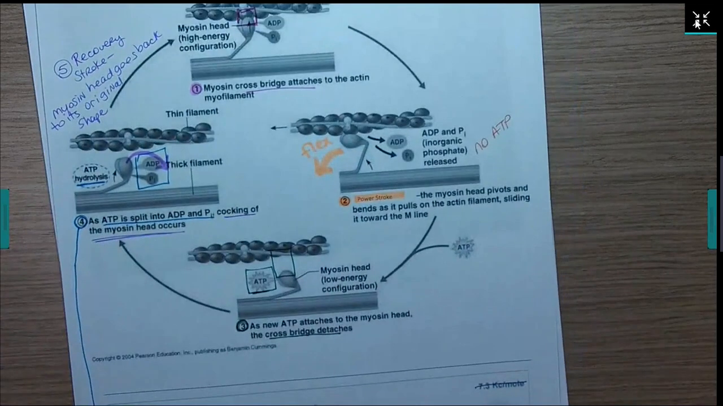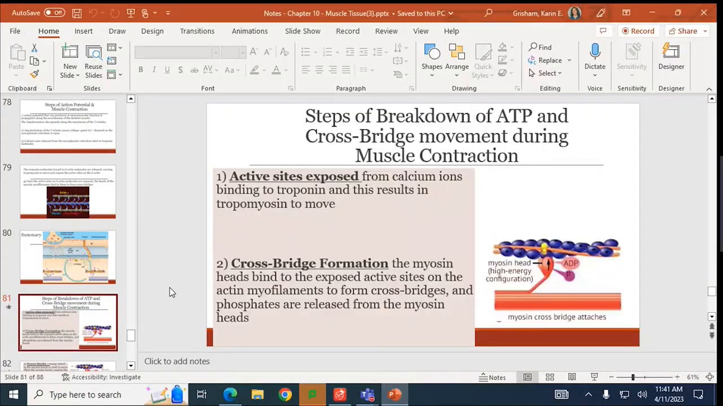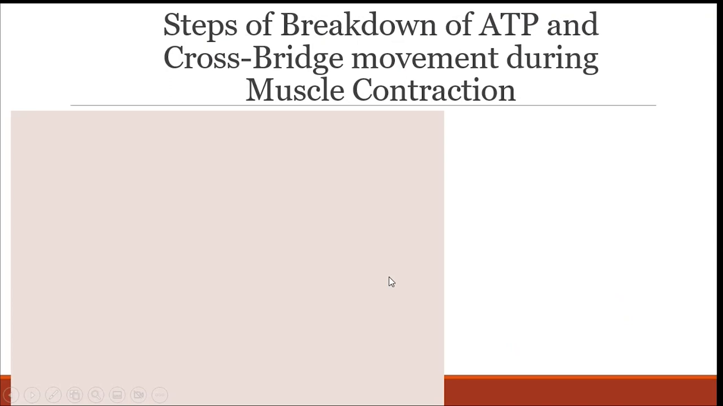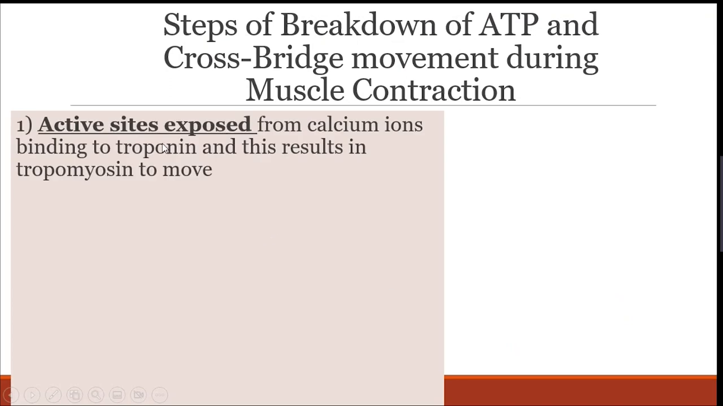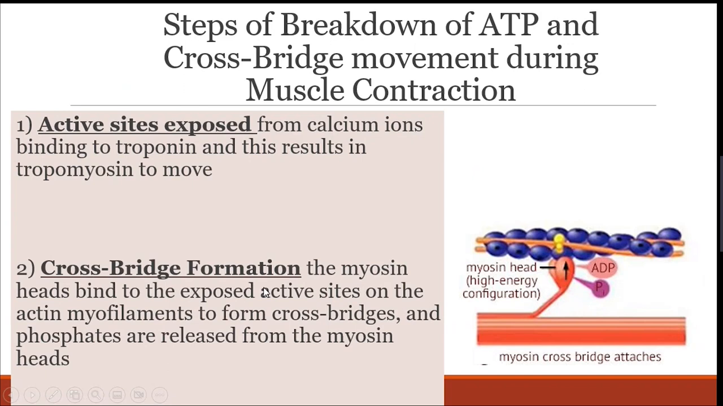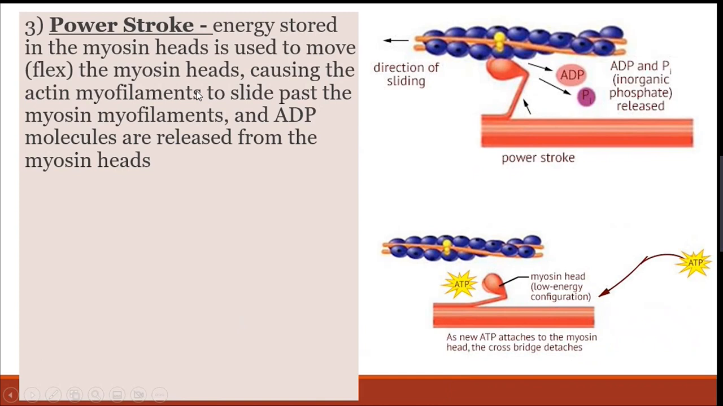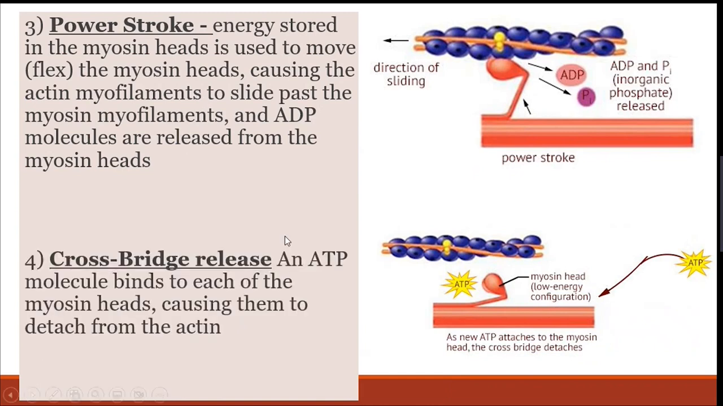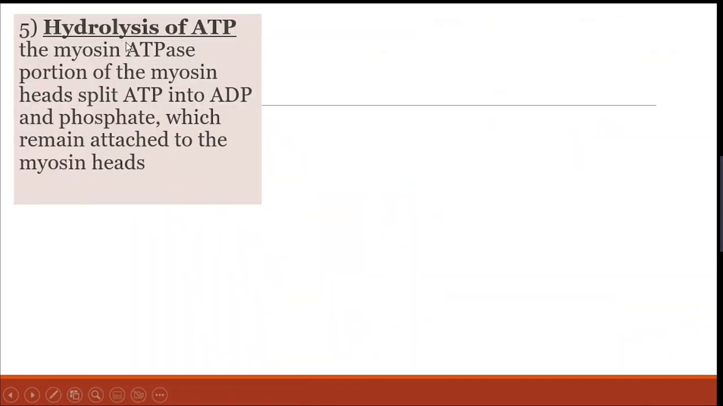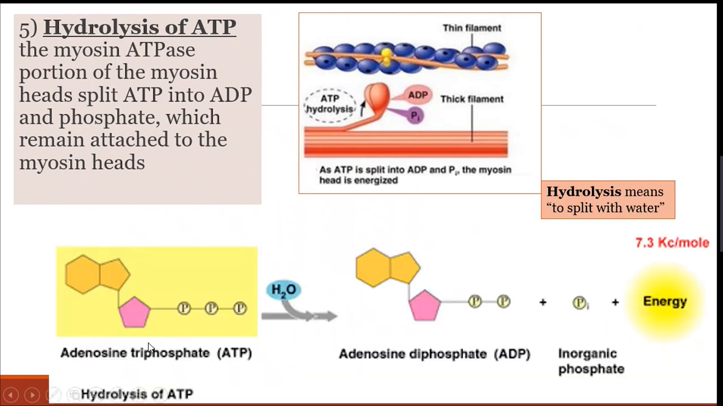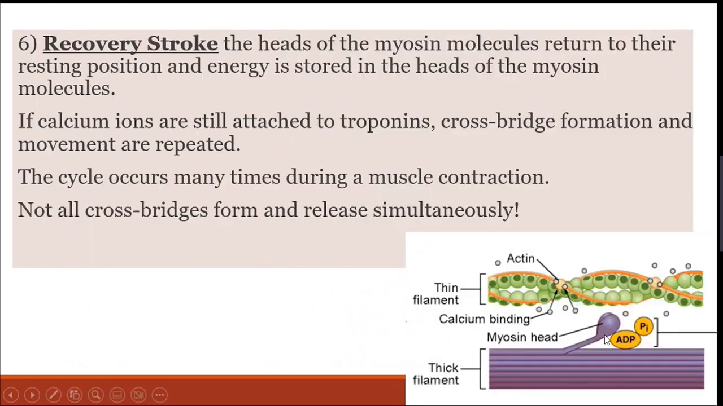Okay, so in your notes, that's what this is. So we've got the active sites exposed. We've got cross-bridge formation that has occurred. The power stroke does not require ATP. It's just the myosin head flexing. The cross-bridge release does require ATP, and then the hydrolysis of ATP, which is the breakdown into ADP and inorganic phosphate. So that's that one. And then the last piece is the recovery stroke, and you can see that myosin head extending, ready to bind to actin again.